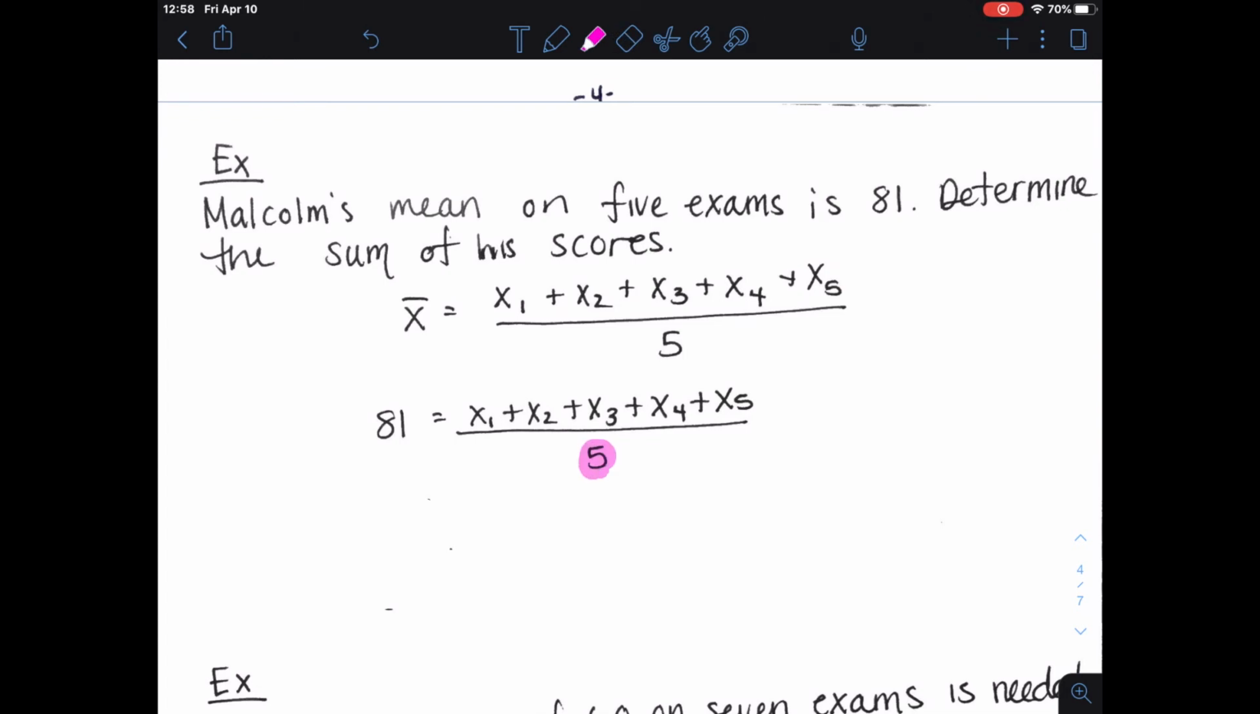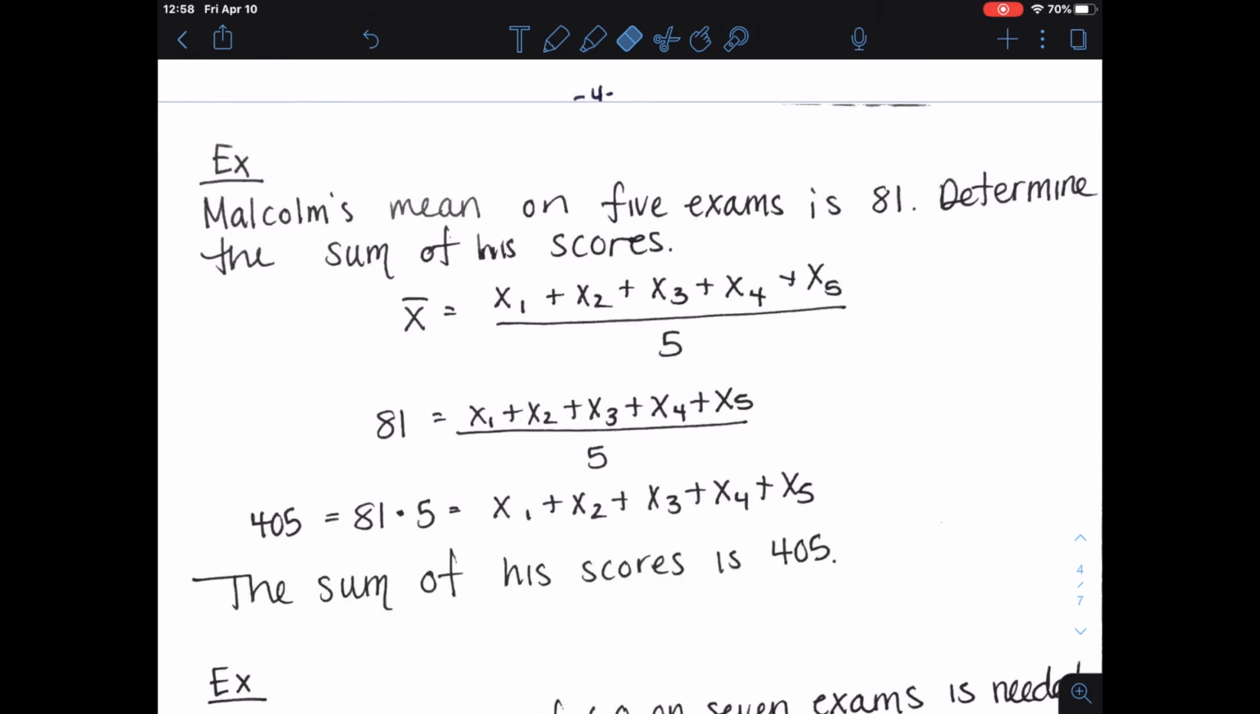So all you need to do is multiply the 5 over. So you get 81 times 5 is the first test plus the second test, third, fourth, and fifth. 81 times 5 is 405. So the sum of his scores is going to be 405.